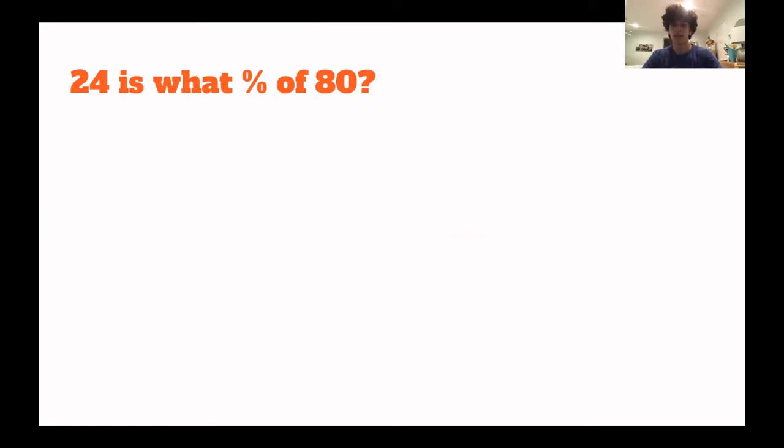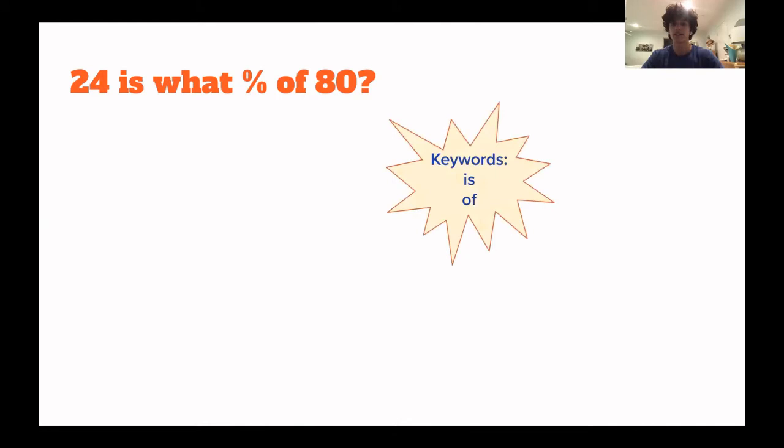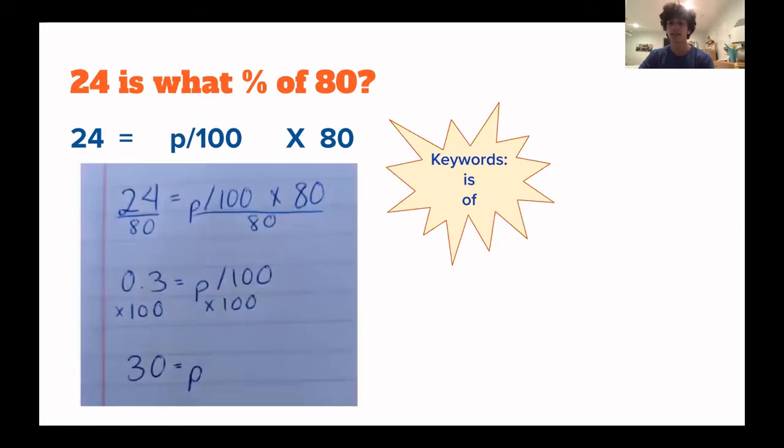24 is what percent of 80? To solve this, we must know how to translate this problem into an equation. Remember the vocab from our equation solving lesson? Well, in this problem, we can say that "is" represents an equal sign and "of" indicates multiplication. We also know that we're trying to figure out a percent, which is also a number expressed as a fraction of 100. We'll represent the unknown number with p. So now we can set up the equation. 24 equals p over 100 times 80. Now to solve this, we divide 24 by 80 to get 0.3, which is equal to p over 100. Multiply each side by 100, and we're left with p is equal to 30, or in this case, 30%.